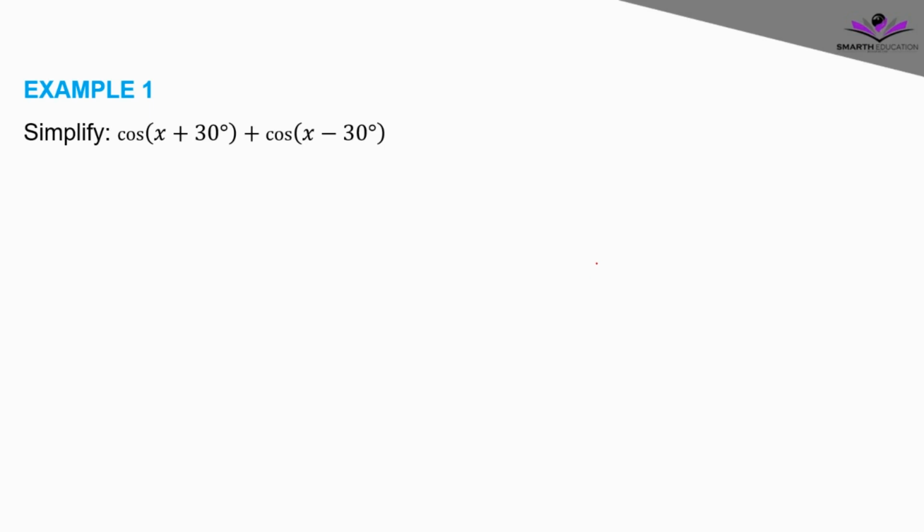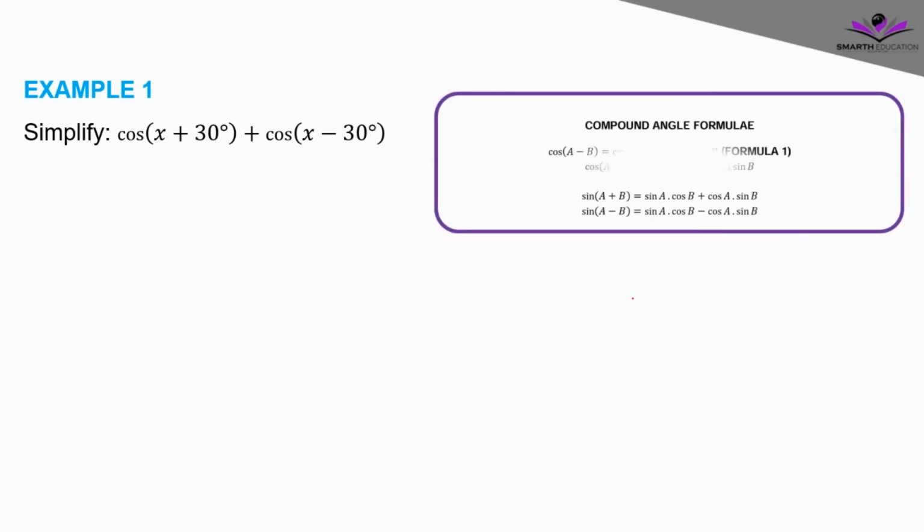Welcome back. Let's do a few questions where we're going to apply the compound angle formulae. Remember that we should be able to move from this form to this form and vice versa. We should also be able to move from this form to this form. Now we have cos(x + 30°) + cos(x − 30°). How can we simplify this? We start with this one.